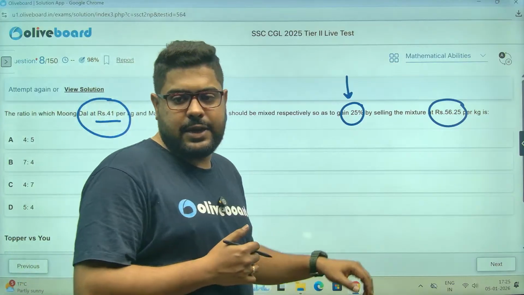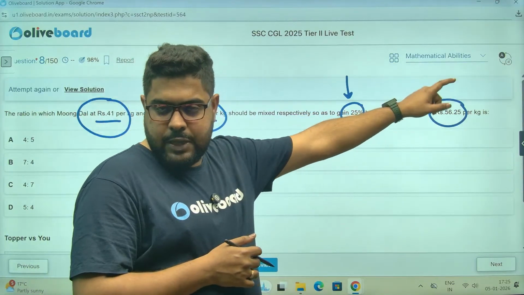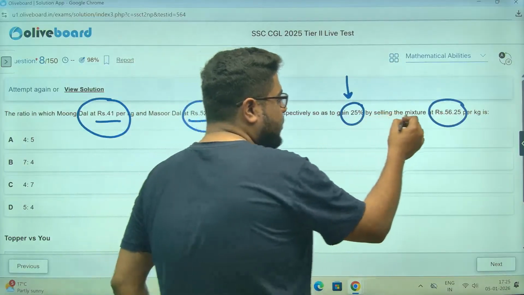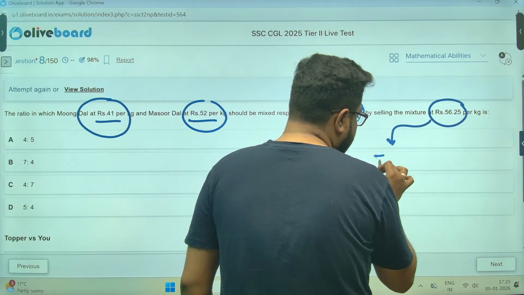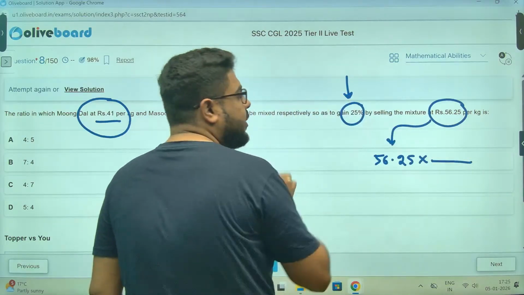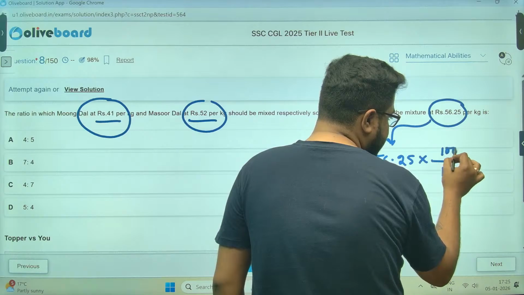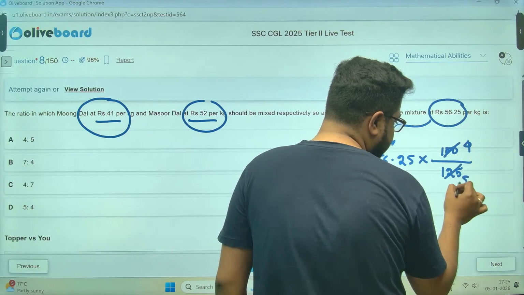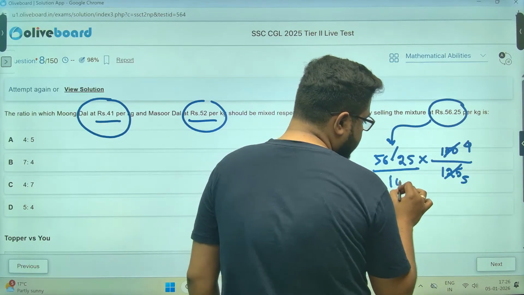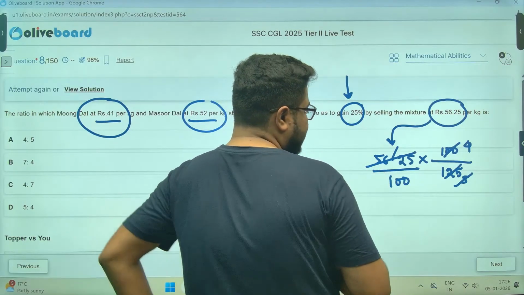Right? So again, it makes much more sense if I just change this. So again, let's figure out CP from here. 56.25 represents what, sir? 25% profit, meaning this is 125 SP, CP is 100. This is 4, this is 5. Let's just calculate, sir.